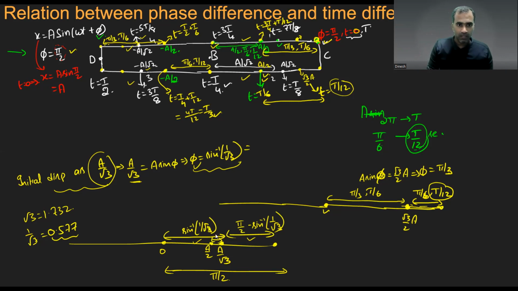Okay. What if the initial displacement is a by root 5? If the initial displacement is a by root 5, the phase gap from this point to this point is sine inverse of 1 by root 5. And what is this gap? It will be pi by 2 minus sine inverse of 1 by root 5. Like that, if they give you some initial displacement, you can find the initial phase, though the phase is not 30, 60, 45 kind of thing. Then also you can find it.